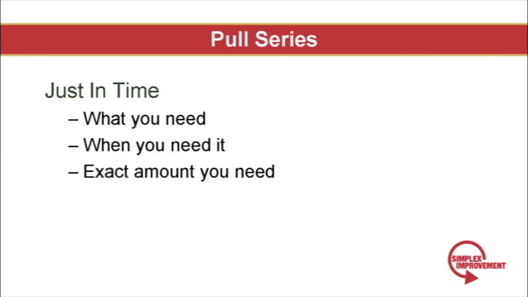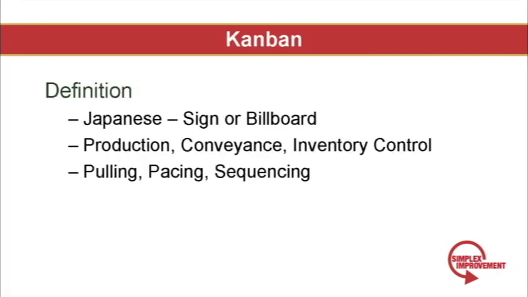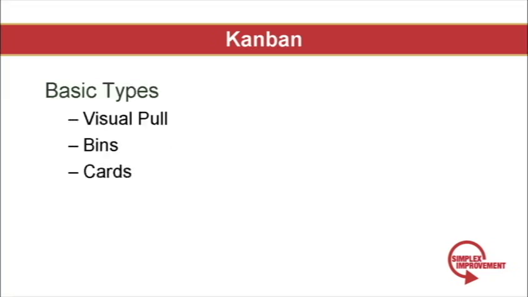So how do we as producers react in a calm manner with all this volatility? First, we need to recognize that strict controls have to be put in place for our customers to recognize us as just in time. A great way of doing this is utilizing Kanban. Kanban literally means signboard or billboard in Japanese. In manufacturing, Kanban is a system that controls production, conveyance, and inventory of products. Kanban also controls the pulling, pacing, and sequencing of products. There are three basic types of Kanban we'll introduce. They are visual pulls, bins, and cards.